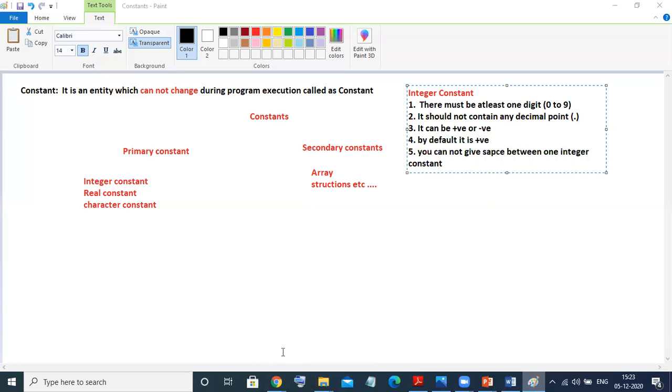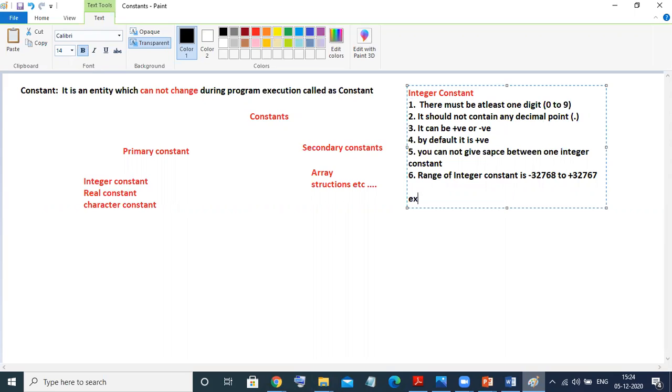Sixth one: for every constant there has to be some range. So the range of integer constant is -32768 to plus 32767. That means the variable which is declared as an integer can have a value between -32768 and plus 32767. This is the range.